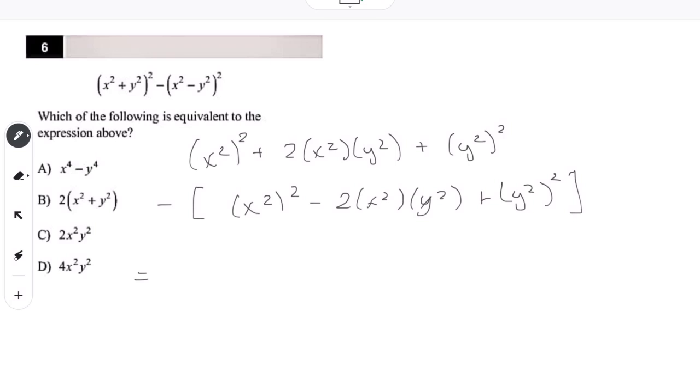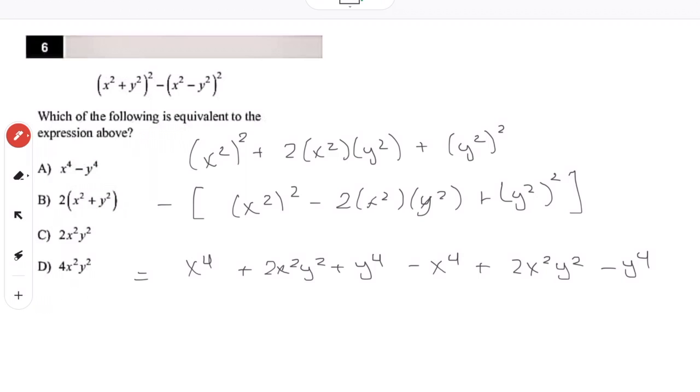And yeah, now we just need to simplify the process. So x squared squared gets you x to the fourth plus 2x squared y squared plus y to the fourth, minus x to the fourth plus, because we have minus minus, plus 2x squared y squared, and then we have minus again y to the fourth.